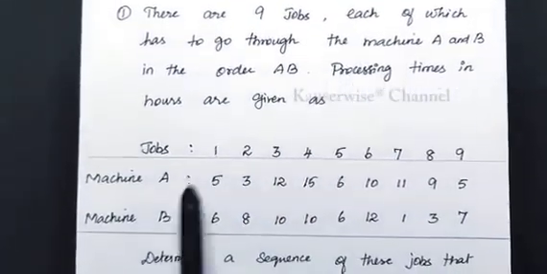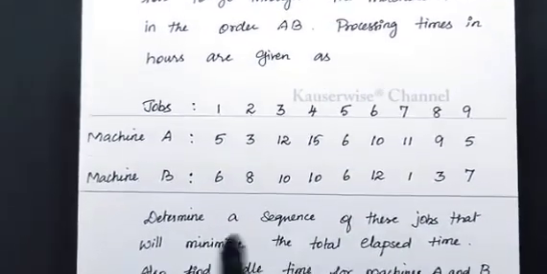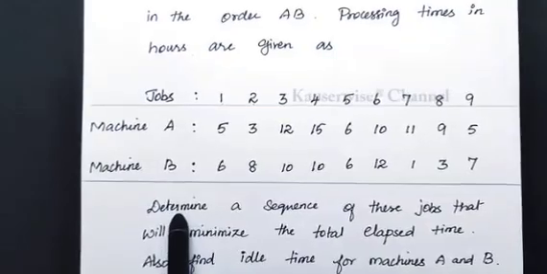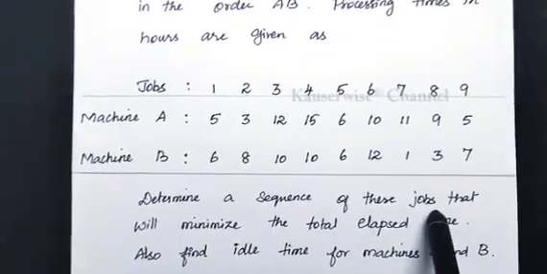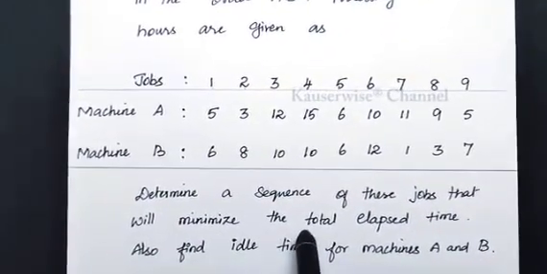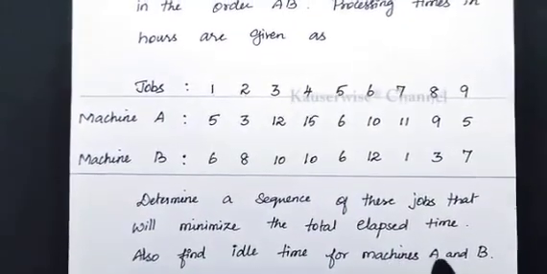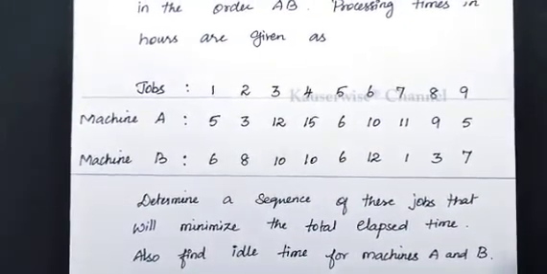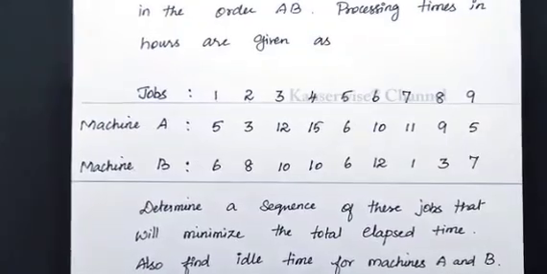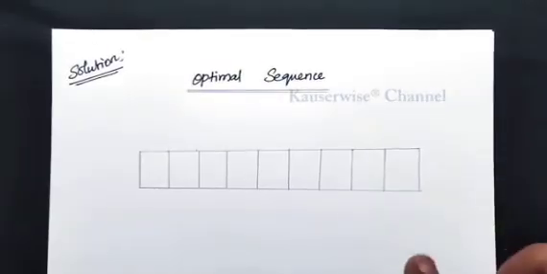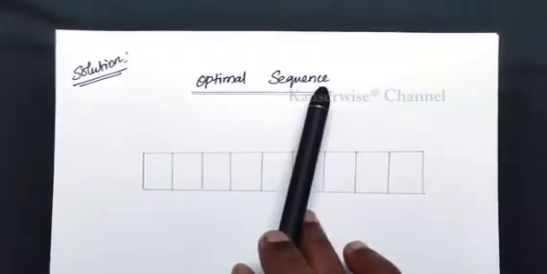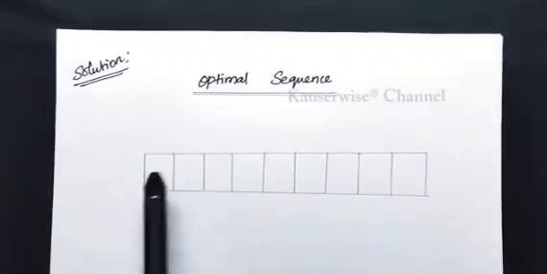Now with this information, they are asking you to determine a sequence of these jobs that will minimize the total elapsed time. Also find the idle time for machine A and machine B. Now we are going to see the solution for this problem. First we need to find out the optimal job sequence, then we will move to the next step.